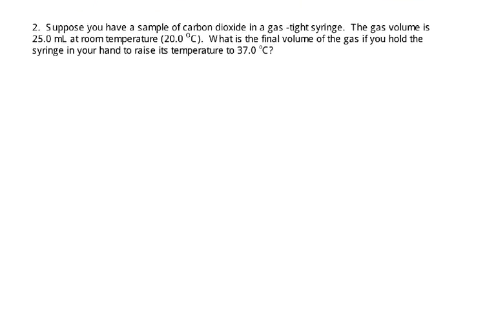Suppose you have a sample of carbon dioxide in a gas-tight syringe. The gas volume is 25 milliliters at room temperature, and they give you what room temperature is, 20 Celsius. What is the final volume of the gas if you hold the syringe in your hand to raise its temperature to 37.0 Celsius? So let's think about this. Do we have changing conditions, or do we have one set of conditions? Looks like we have changing conditions because the volume changes.